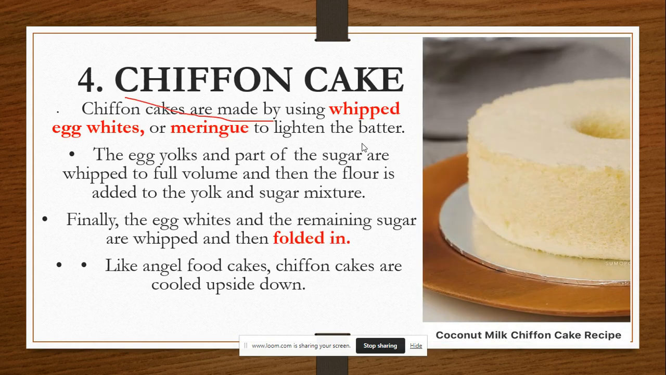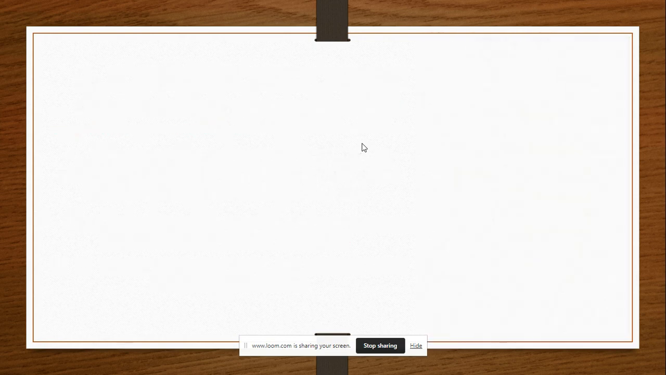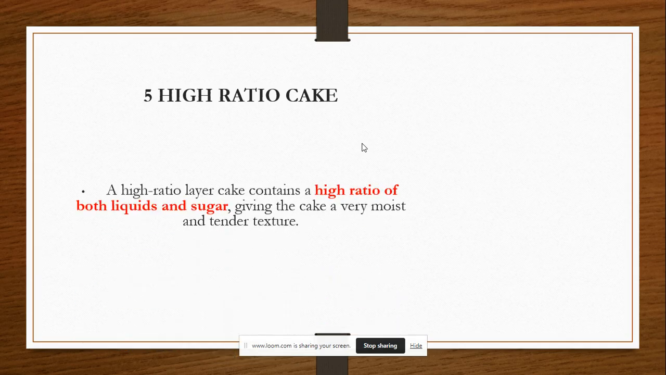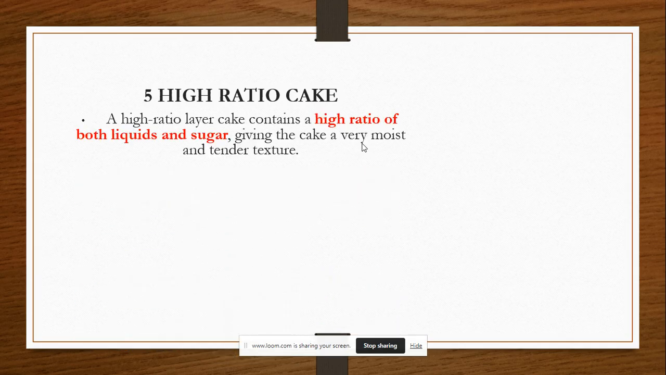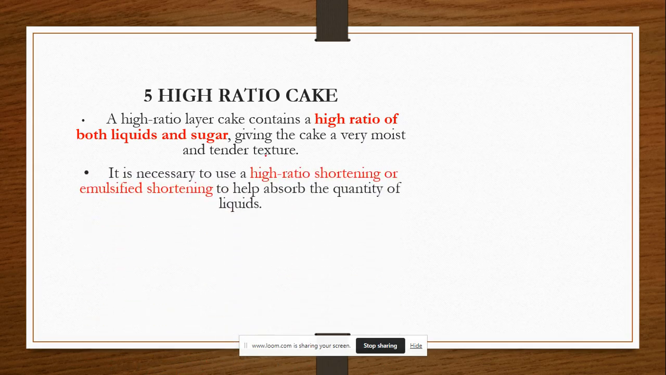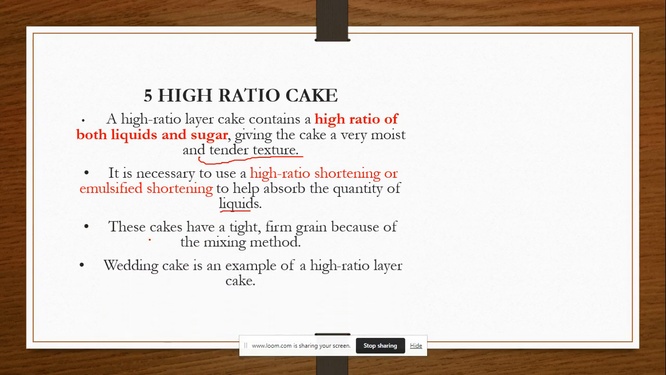So the next cake is a high ratio cake. A high ratio cake is a type of cake that contains a high ratio of both liquids and sugar, giving the cake a very moist and tender texture. So it is necessary to use a high ratio of shortening or emulsified shortening to help absorb the quantity of liquids. So a high ratio cake will use equal measures of liquids and sugar, making it very moist with a tender texture, as you can see in the picture attached here.